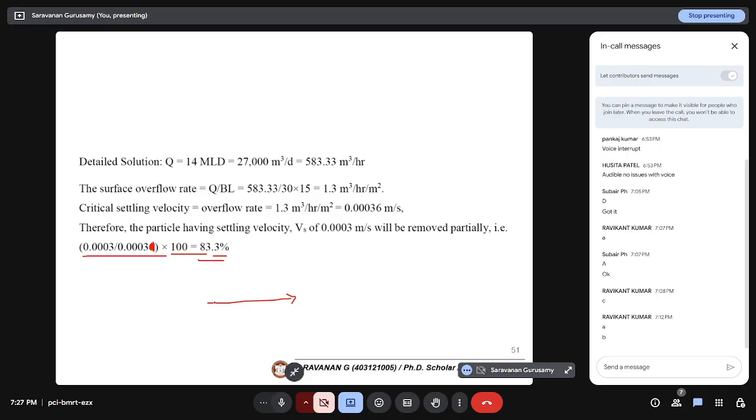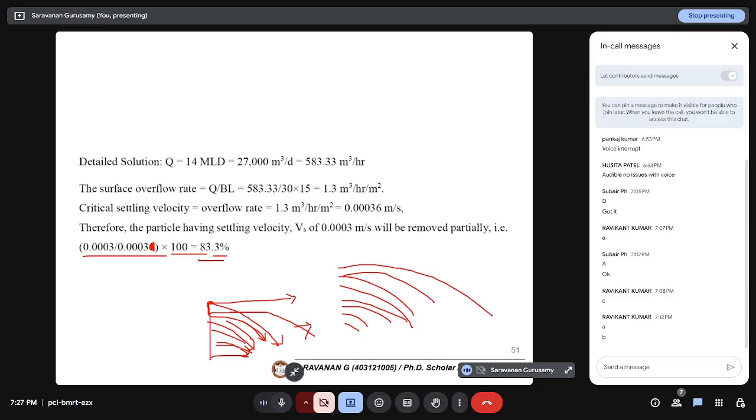Understood? Before the settlement, some particles are escaping. Whatever the particle entering here are settling. Whatever the particle entered at this point, only this much height of the particle are not settling and going out. These all particles are settling. You got it? That's the settling column principle. If it enters at the lower space, it will settle faster. If it enters at the top, it will take some time. So that top particle, if it is removed, that is 100% efficiency.